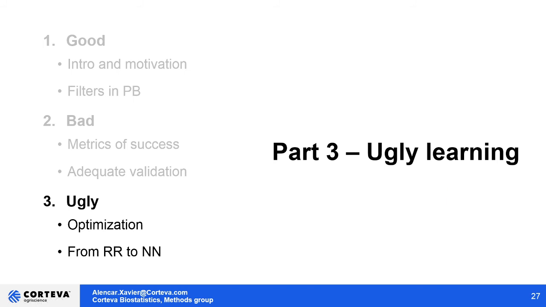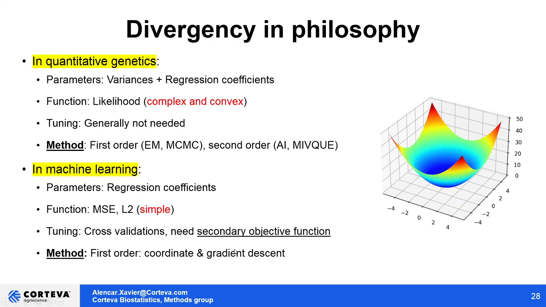Last, I'm going to move a little bit more to that ugly side of machine learning, the inner workings, a little bit of algorithm. We're going to talk about optimization and how in machine learning it goes from a ridge regression to a neural network. So first I would start from the discrepancy in philosophy between quantitative genetics and machine learning. The key difference is the optimization function.